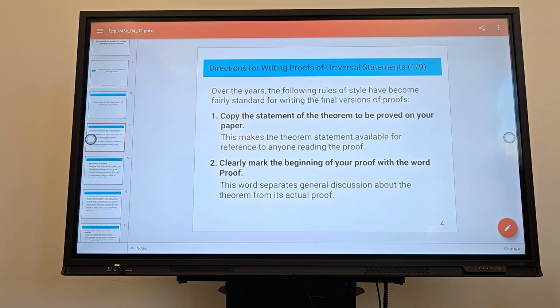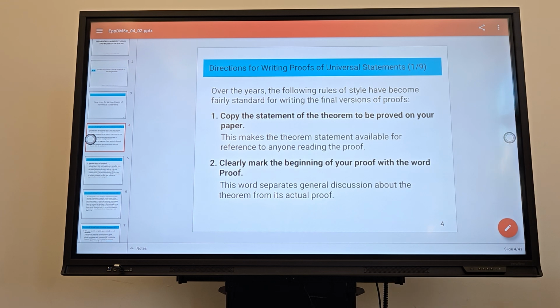Over the years, these rules of style have become fairly standard for writing final versions of proofs. First, copy the statement of the theorem to be proved on your paper. This way, you know for certain what you're trying to prove, and you can refer back to it, and those that are going to be reading it can refer to it as well. So it's made perfectly clear what the theorem is that is going to be proven.